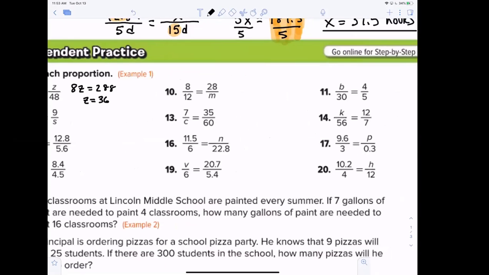Tyler, go. Number 10. It'd be 12 times 28. I'm not sure why you guys aren't telling me 8 times the variable. Oh, 8m, right? Yes, 8m equals 12 times 28, which is what? 12 times 20 would be... 336. Now you're not skipping any steps.